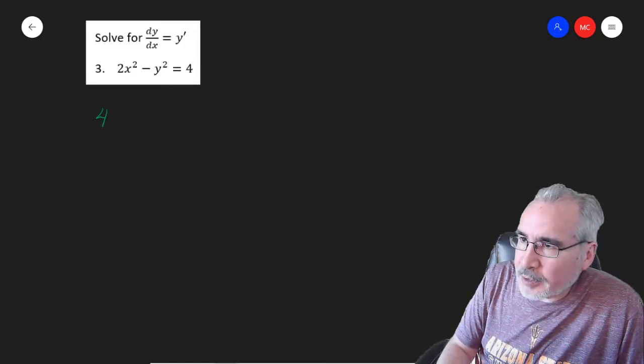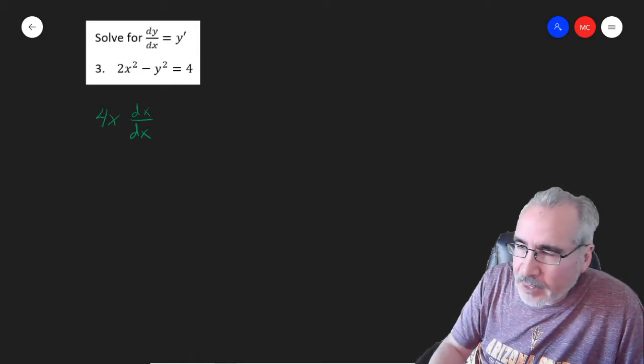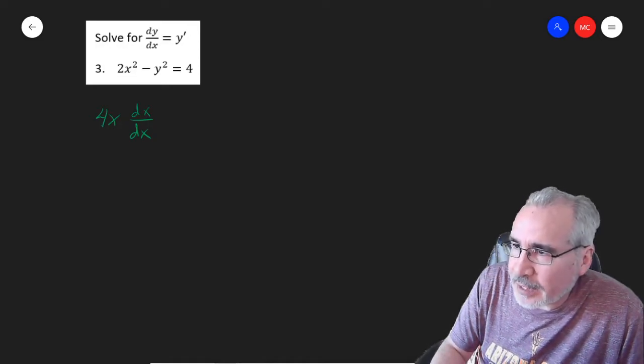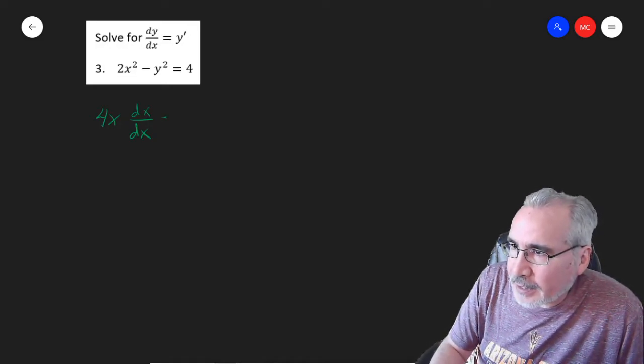Subtract 1 from the exponent, so that becomes x to the 1. And what did we do? We took the derivative of x with respect to x. Again, you may get to the place where you just don't write that, but I'm going to, for a while, keep writing it. Then we're going to get the derivative of y.